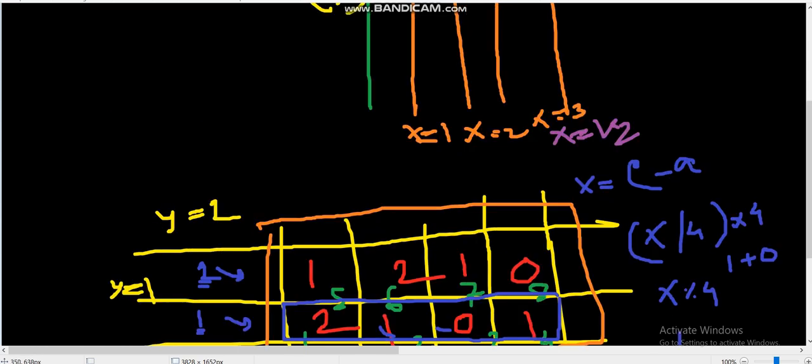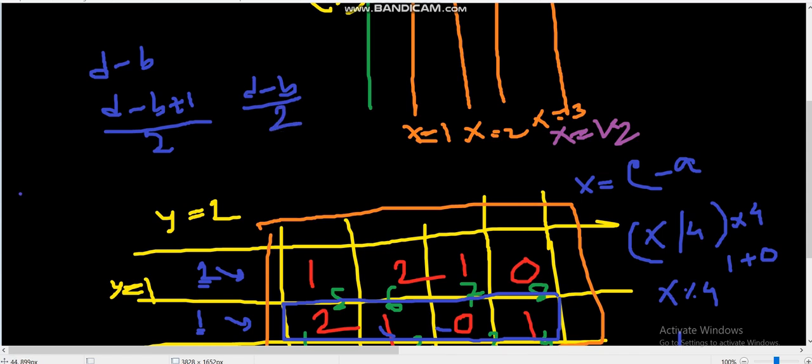What is the total number of rows in the rectangle? It is nothing but d minus b. So we are saying there will be (d minus b plus 1) by 2 type 1 rows, and (d minus b) by 2 type 2 rows. So let's say d minus b is 5. Then there will be 3 type 1 rows and 2 type 2 rows.